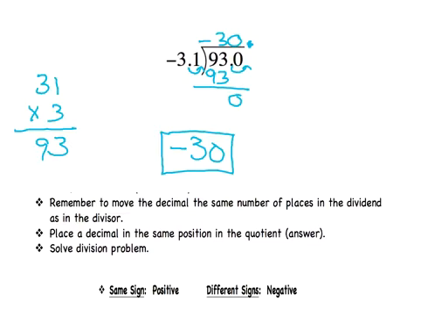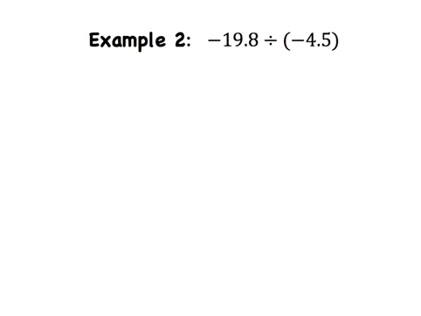So let's look back at the steps. Remember to move the decimal the same number of places in the dividend as you do the divisor. Place the decimal in the same position in the quotient, which is the answer, and then solve as if it were any division problem. Is that easy enough to remember? Yes. This example is also on your worksheet. So we're going to work it together.